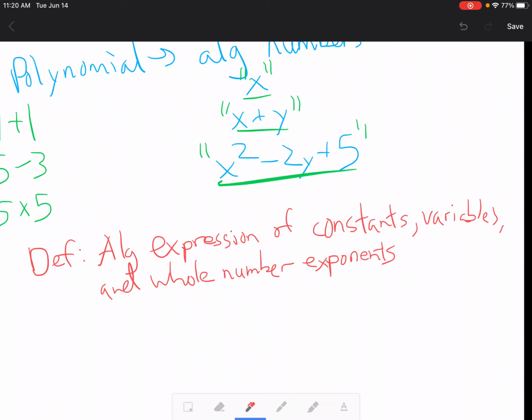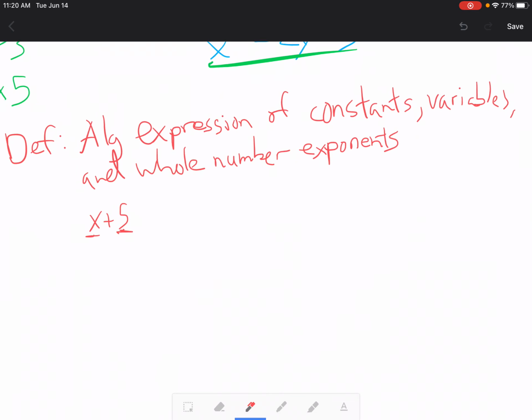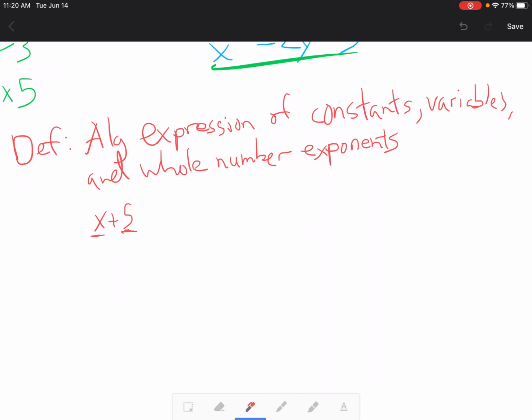So for example, if we take a look at something like x plus 5, this is an expression of a constant and a variable. And there are no exponents in this one, but therefore this would be considered a polynomial. Now, let's take a look at another one. Let's say we had something like 5x to the third minus 11y to the fourth. This works because these are an algebraic expression with variables, no constant, but that's fine, or the constant would be 0. And everything is raised to a whole number exponent.